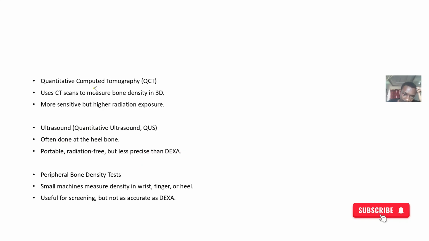Quantitative computed tomography uses CT scans to measure the bone density and usually constructs it in a 3D image, so you can clearly see how the bone is weak. Ultrasound is often done at the heel bone. Peripheral bone density tests use small machines to measure densities in the wrists, fingers, and heel, the bones at the ends of the limbs mostly.